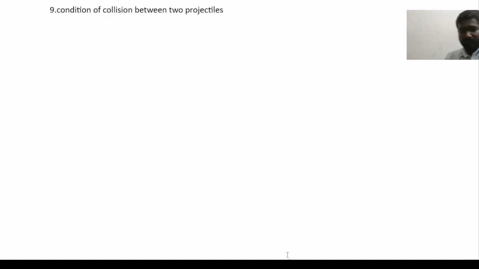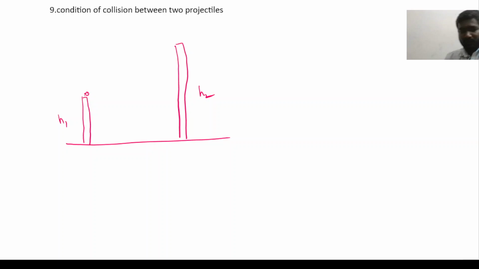Next, the condition for collision between two projectiles. Let us take the ground, and here one tower we need to consider, a tower of height H1. And here one more tower we need to consider, this tower of height H2. Here one body of projectile is projected in this direction.